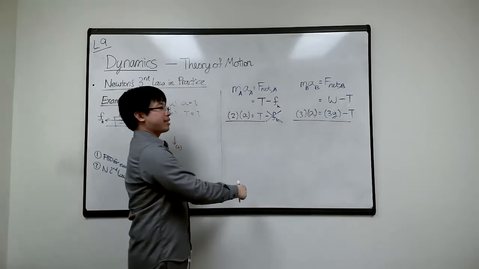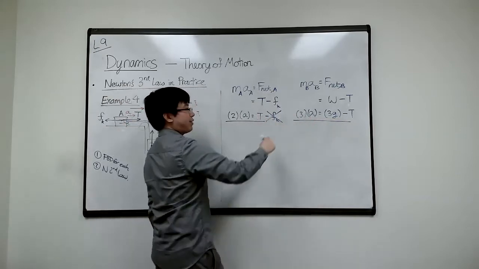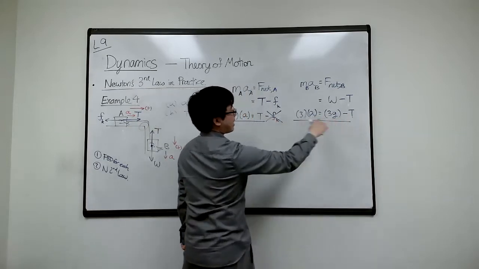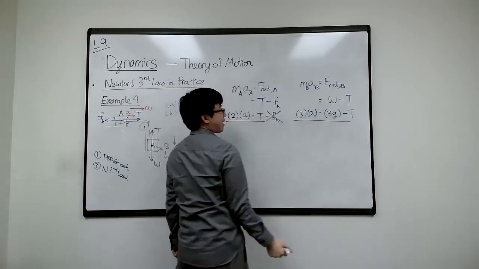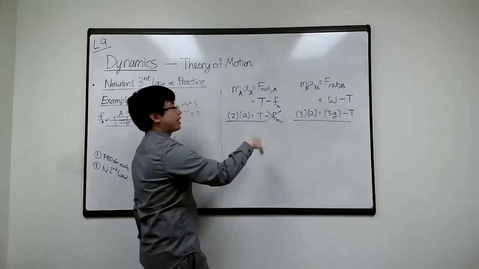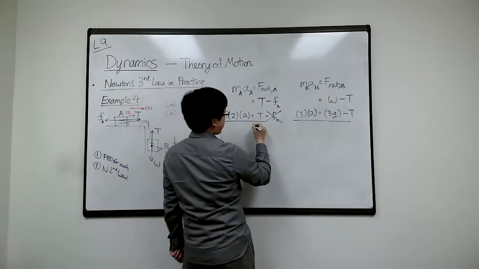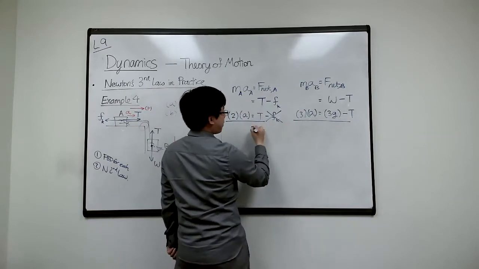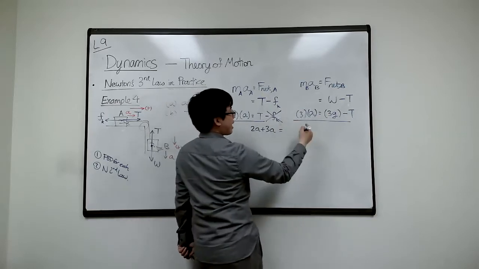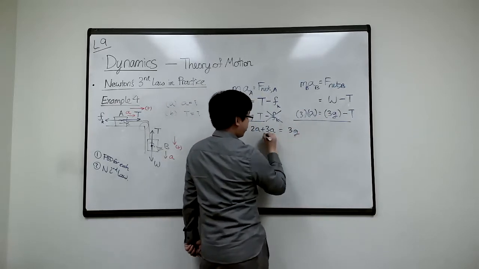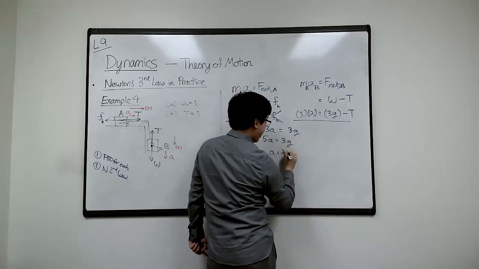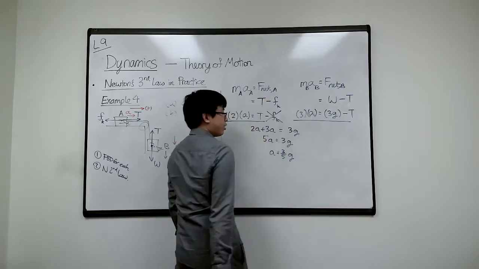Now, should I add or subtract them? I have a T over here, and a minus T over there. Let's add them, because if I add them, this will get rid of this. If these are not nice numbers, you can do substitution if it's easier. But the rest is just a math problem. This is 2a plus 3a, and then on the right is 3g, which means 5a equals 3g, a equals 3/5 of g.